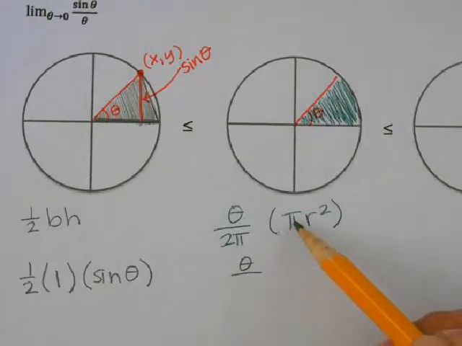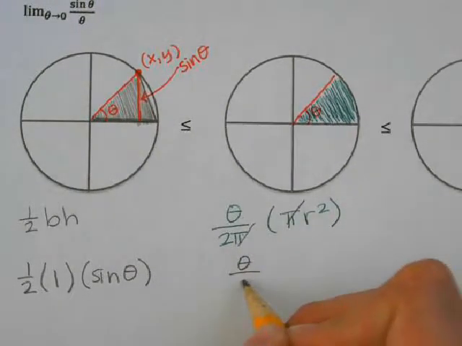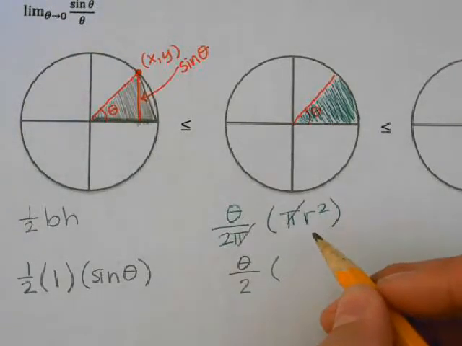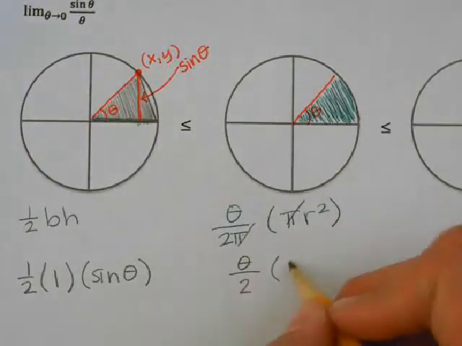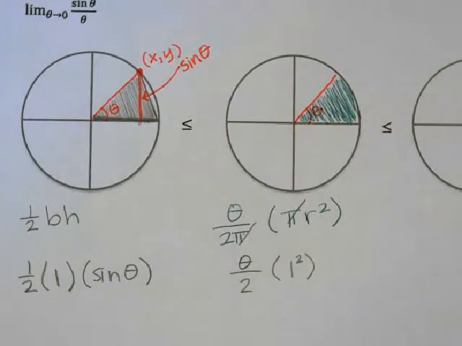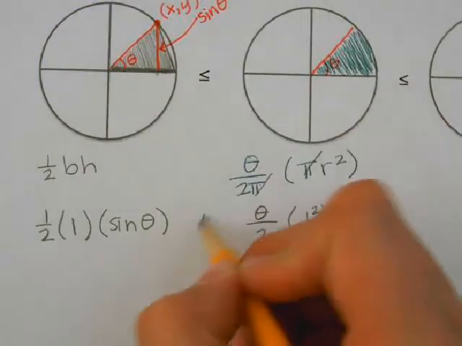But I do see something. Do you guys see this pi and this pi right here? What would happen with those? They would cancel. So I'm just going to say pi over 2 times, and what is the radius of this circle? 1, because it's a unit circle. And unit circles have a radius of 1. So this is being multiplied by 1 squared. Are we still doing okay? Yes. Okay, I'm going to put my inequality symbol in there.